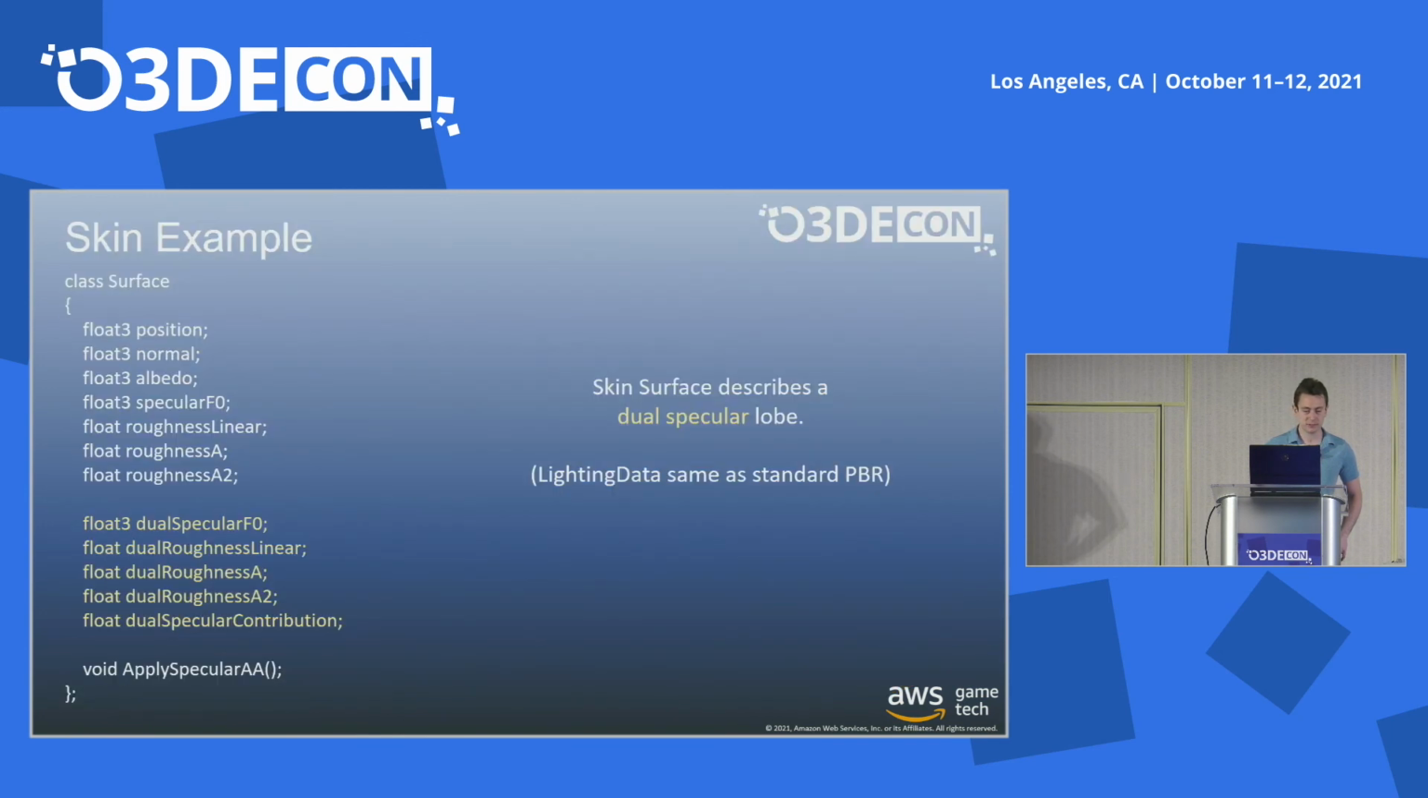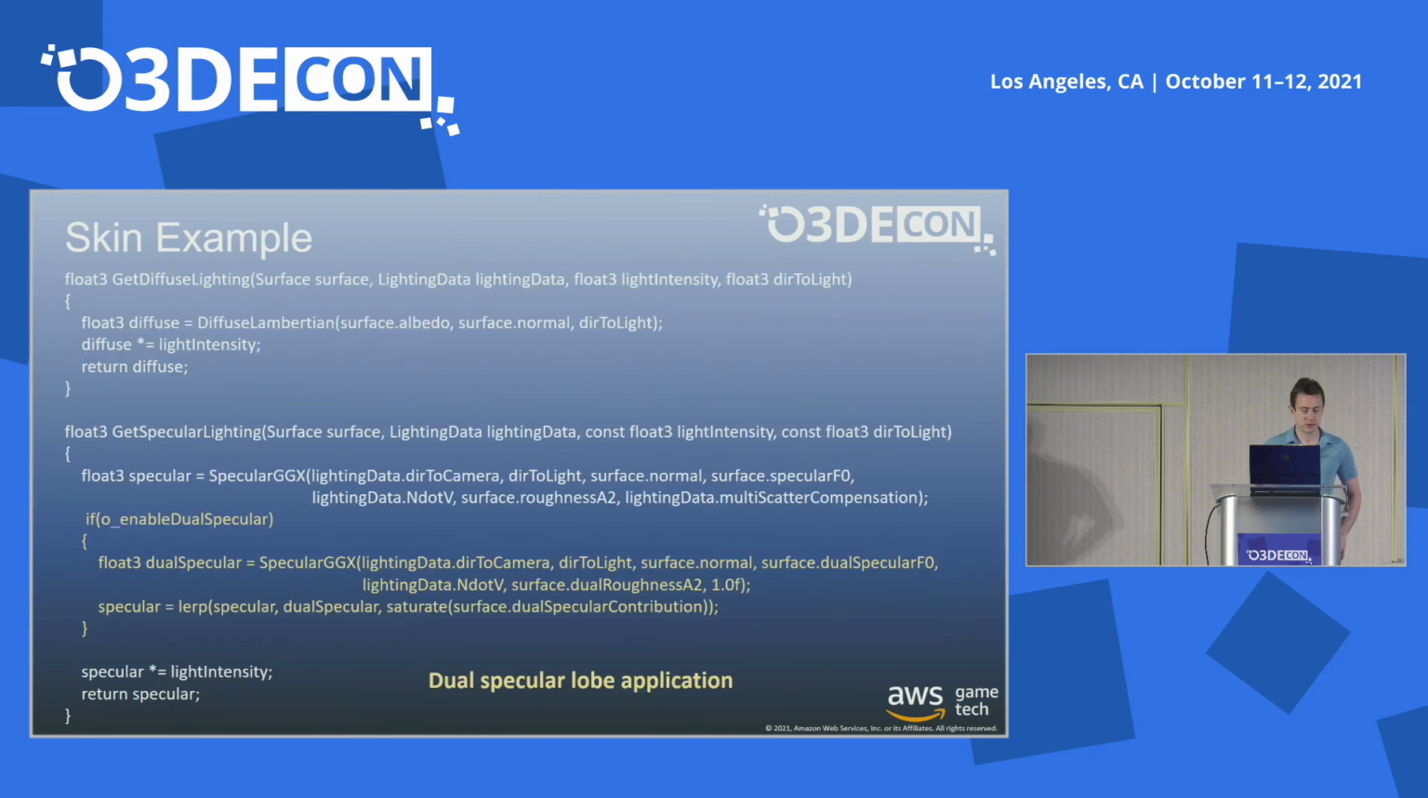So as an example for this, we have our skin surface and skin material. For skin, we want to render a second specular lobe to get that oily look that you have on the surface of your skin. And so we define values to calculate a second specular lobe. So we add this to our surface, which would be in the skin surface.azsli. The structure is named the same, skin surface. And for lighting data, we don't actually need to define anything else. So we just need to customize the surface structure.